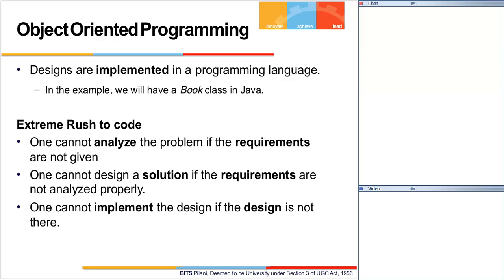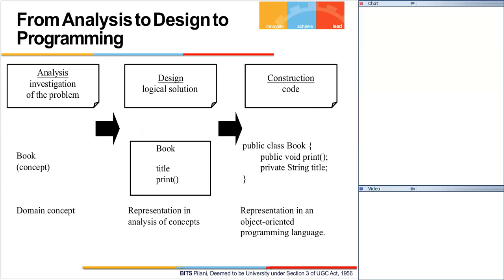Right? So this was an overview of your OOAD paradigm that we will be looking into. So if you see, while we move from the analysis to the design to the construction phase, the book, which is a domain concept, moves from acquiring its attributes as well as methods to a final implementation in an object-oriented programming language.